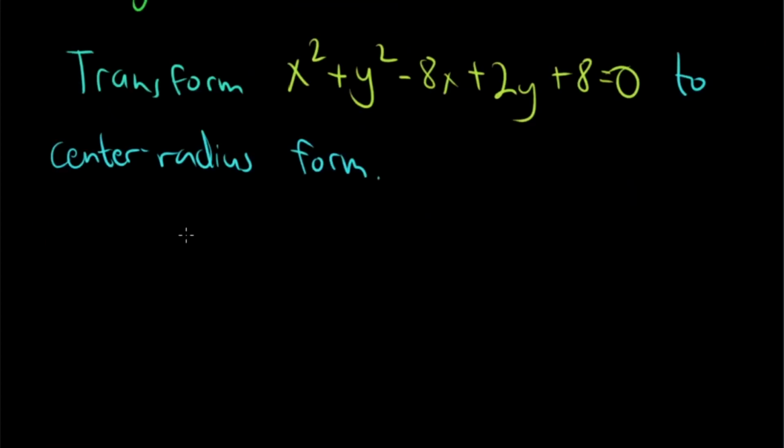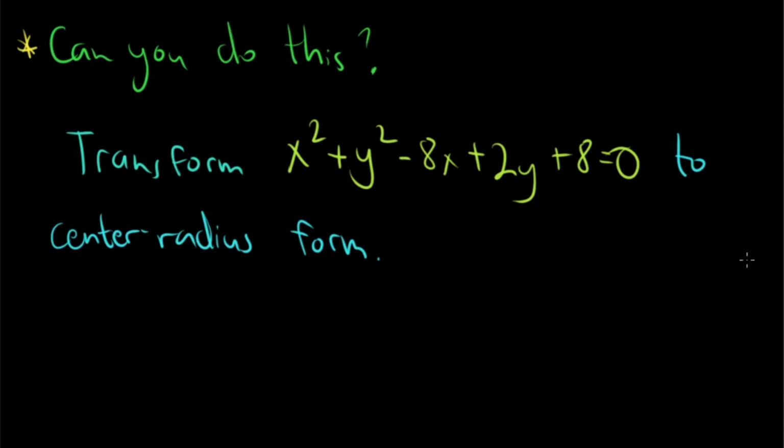Now it's your turn. Can you do this? Transform x squared plus y squared minus 8x plus 2y plus 8 equals 0 to the center radius form or the standard form. Let me know your answer in the comment section.